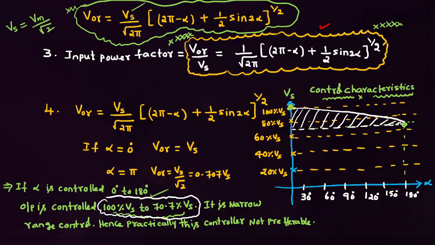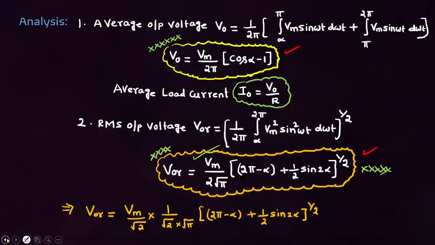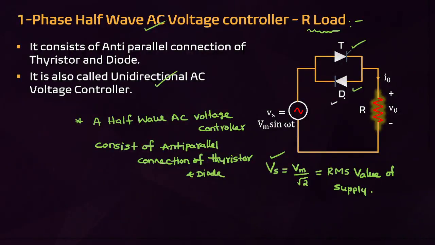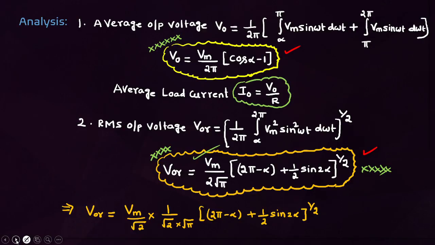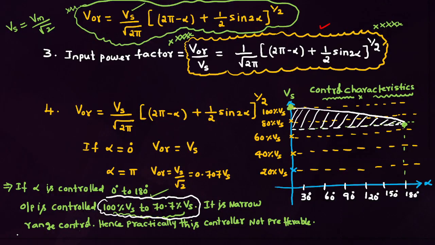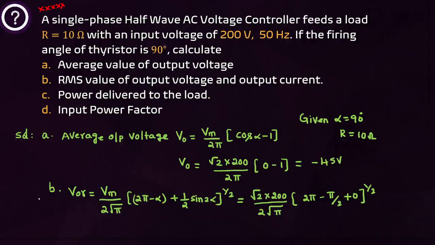Because of this narrow range, this controller is practically not preferable. Sir, why does this much narrow range control exist in the half wave AC voltage controller? Because of the diode. In one half cycle the diode is present. If the diode is present, in the negative half cycle we can't control the output voltage. Only the positive half cycle is controlled. Because of this reason, narrow range voltage control exists in the half wave AC voltage controller.